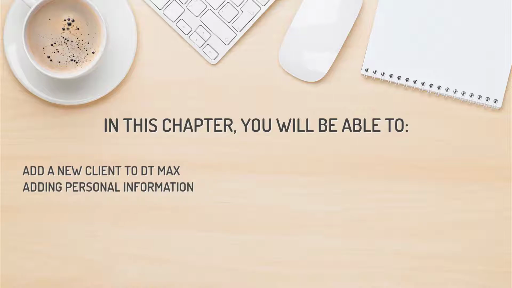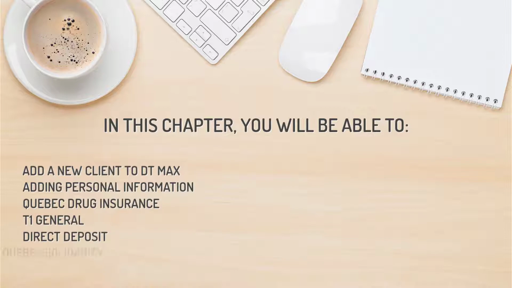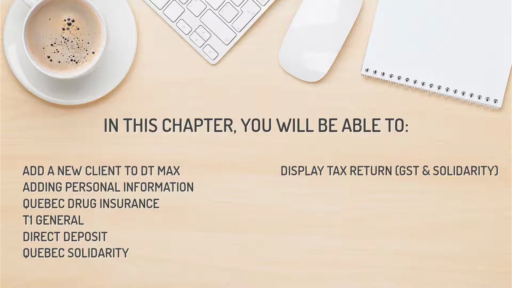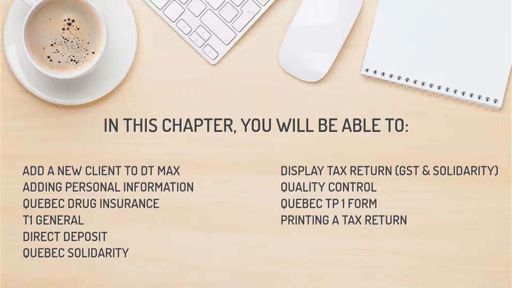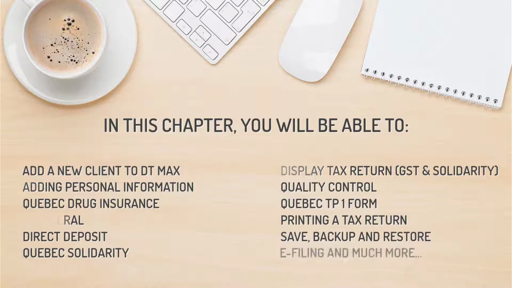Upon completion of this chapter, you'll be able to add a new client to DT Max, learn different ways of entering a client's personal information, choose the right option for drug insurance, this is for Quebecers only, learn the basics of what a T1 General is for, set up direct deposit, complete the Solidarity Tax Credit form, this is also for Quebecers only, display the tax return and view the client's federal and provincial tax credits, learn the basics of quality control, learn the basics of the TP1 form, learn how to print a tax return, learn to save, backup, and restore your information, e-filing, and much more.